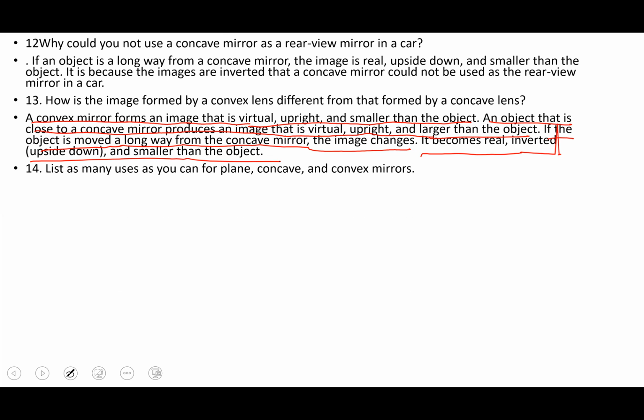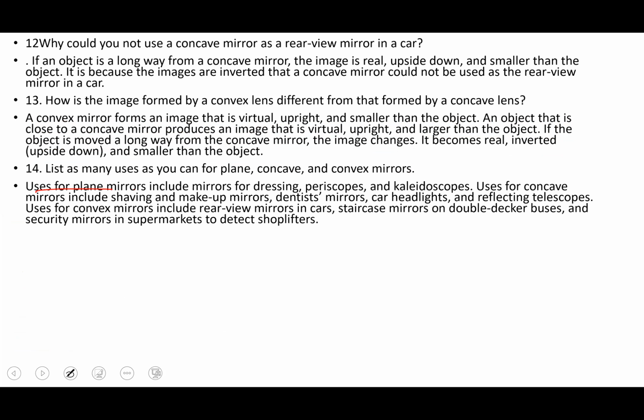List as many uses as you can for plane, concave, and convex mirrors. Let us try to name them. Uses for plane mirrors include mirrors for dressing, periscopes, and kaleidoscopes. Uses for concave mirrors include shaving and makeup mirrors, dentist mirrors, car headlights, and reflecting telescopes. Uses of convex mirrors include rear view mirrors in cars, staircase mirrors, mirrors on double-decker buses, and security mirrors in supermarkets to detect shoplifters.